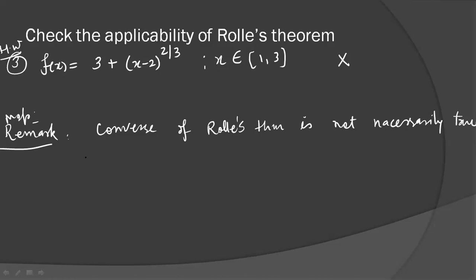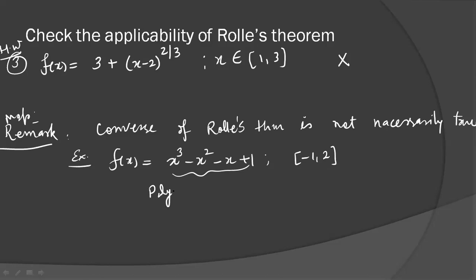For example, if we take a function f(x) equal to x cube minus x square minus x plus 1 on the interval minus 1, 2. This is a polynomial function. So polynomial functions are everywhere continuous and differentiable on the entire real line. So these two conditions are already fulfilled by polynomial functions. We only have to check f(a) equal to f(b). Now we are searching for the first stage, then we will see the third condition of Rolle's theorem.